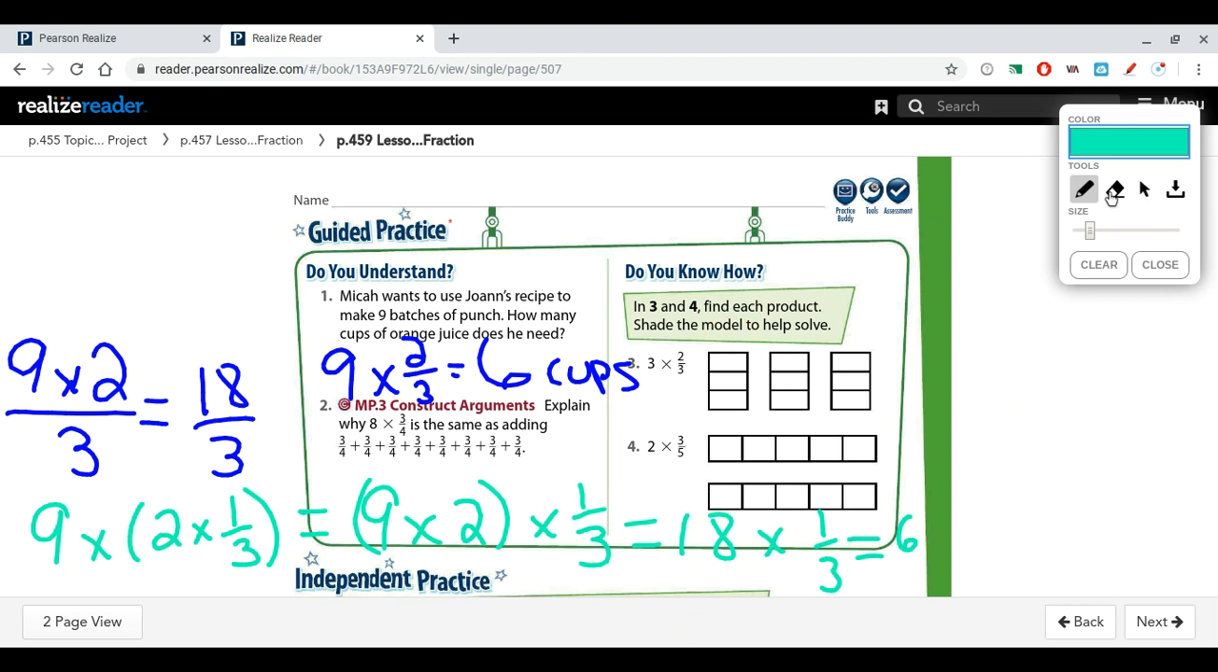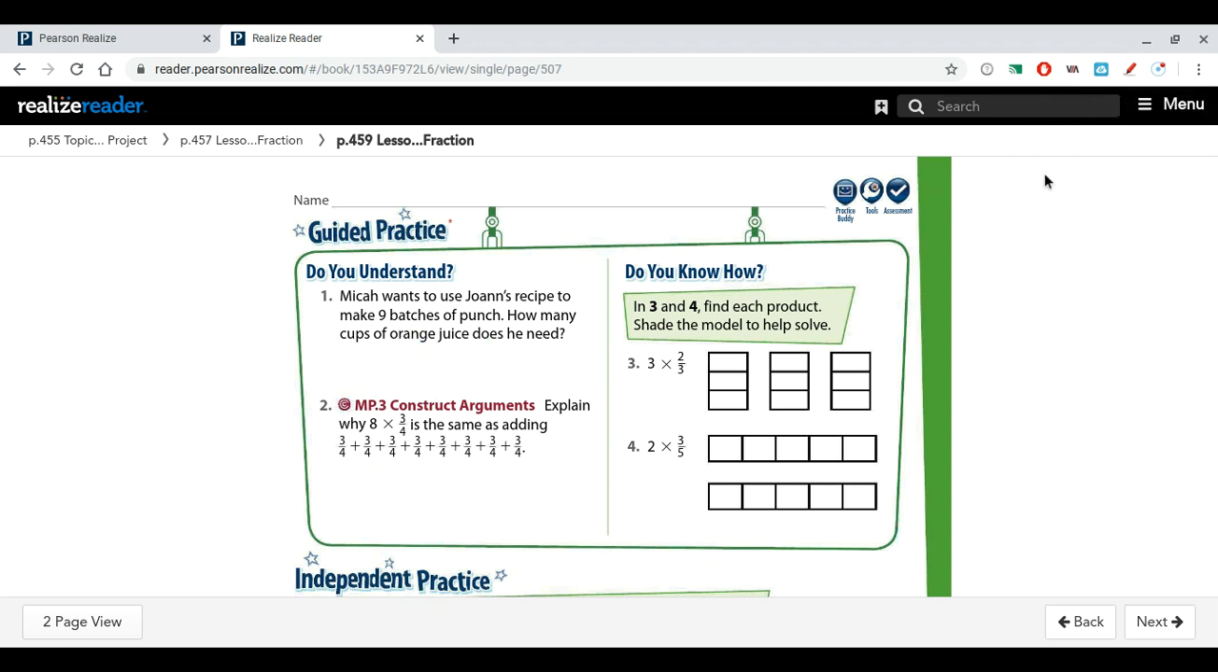Okay. All right, let's take a look at number 2. It says, explain why 8 times 3/4 is the same as adding 3/4 plus 3/4 plus 3/4 plus 3/4 plus 3/4 plus 3/4 plus 3/4 plus 3/4. Pretty sure I got 8 there. So why is multiplication the same as adding the same value over and over?